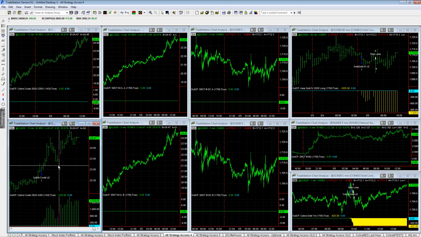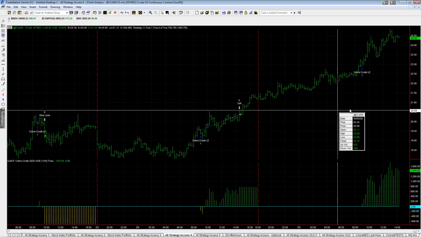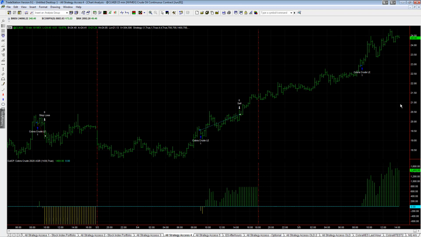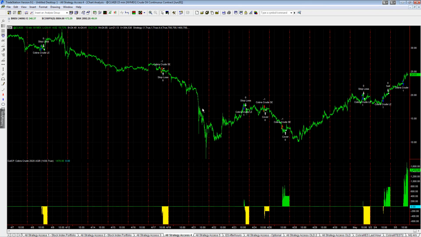All strategy access 4, Cobra Crude, 2 trades in a row. This is the aggressive version. We talked about not trading crude, and so if you're trading crude, these are the trades that are occurring. Plus 1460, strong uptrend. Surprising to see crude oil do what it did at negative prices and then bounce back as far as it has. Minus 37 to plus 24 is about $60 a barrel in crude, and it's pretty extreme.